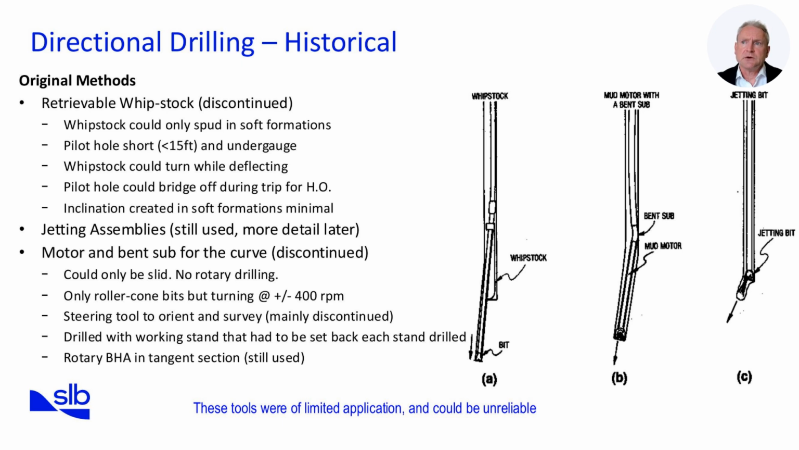Today, modern whipstocks are significantly more advanced and are still a possible selection for deviation. 2. Straight motor and bent sub. These became available in the mid-1960s.